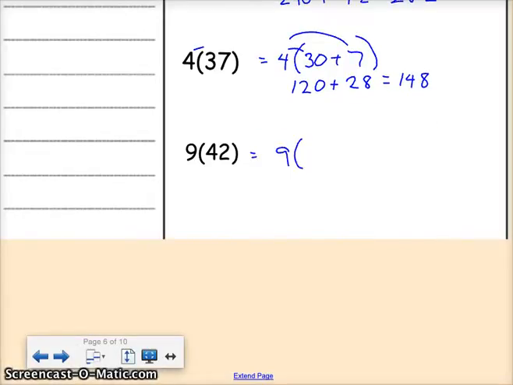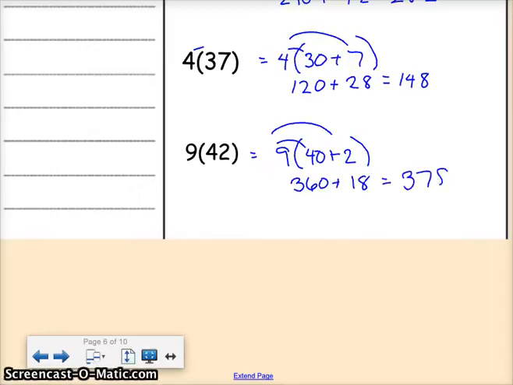9 times 40 plus 2, which is 9 times 40, 360, plus 9 times 2, 18, 378. So that's the actual application of the distributive property. You can use it to find the product of multi-digit numbers quickly.